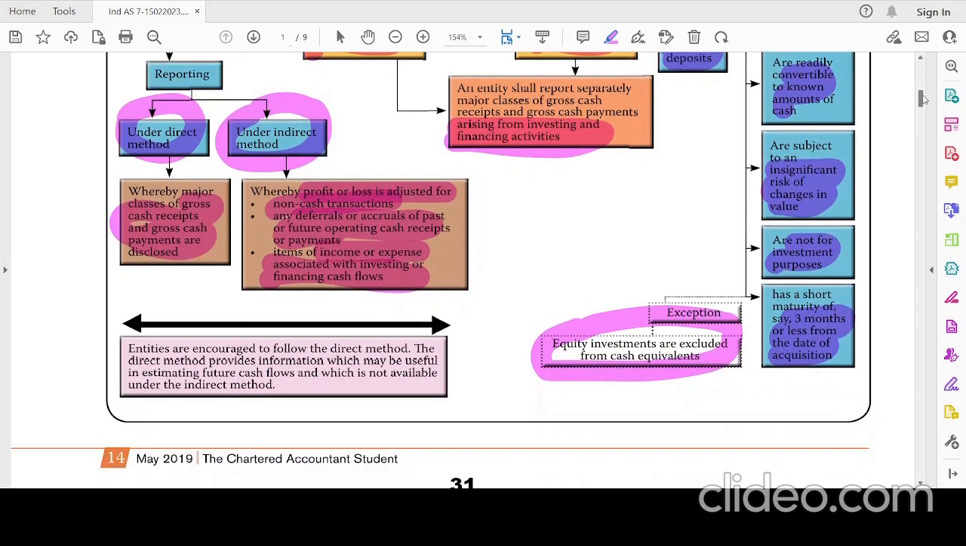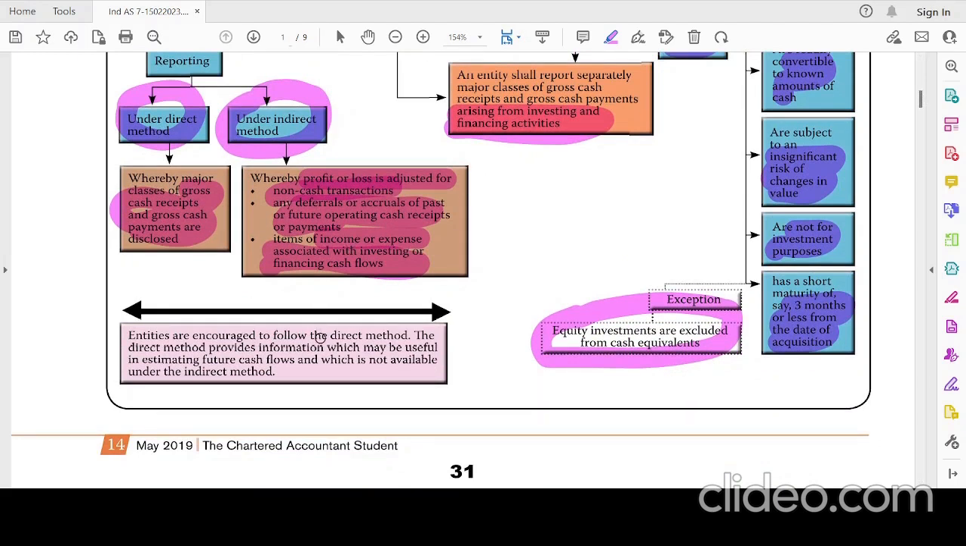Now, entities are encouraged to follow the direct method. The direct method provides information which may be useful in estimating future cash flow, which is not available in the indirect method. I can prepare the future projections of cash flows based on the direct method. The same cannot be done with the help of the indirect method. That's why entities are encouraged to follow the direct method.